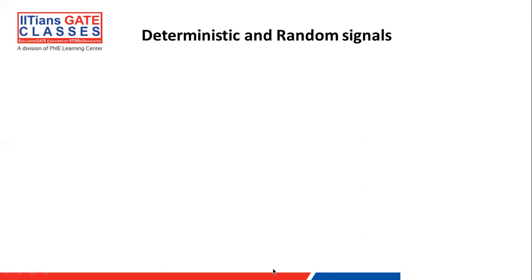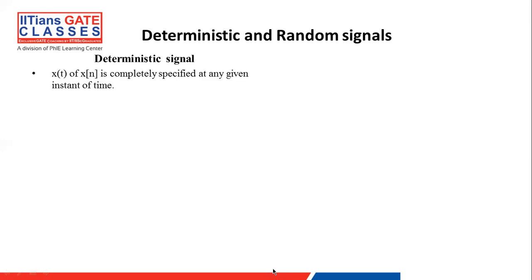Now let's go to the deterministic and random signals. As the name suggests, deterministic signals are those signals for which the value is specified at any given instant of time. Here for example, x(t) is equal to e to the power minus t. Now since we know that the signal is e to the power minus t, we can know what the value of x(t) at a particular time is. Just put the value of time and you will get the value here. Similarly, sin omega t is also a deterministic signal, right?